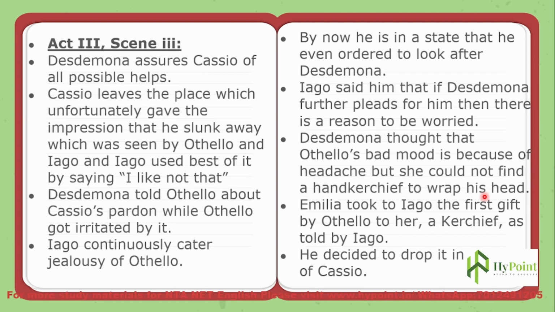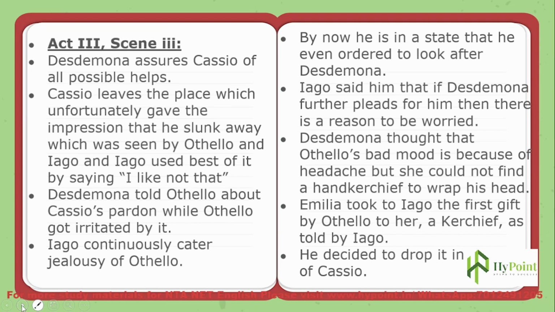Prior to this, another thing happened: Emilia took to Iago the first gift by Othello to Desdemona, a kerchief, as told by Iago. So Iago knew that the first gift by Othello to Desdemona is a handkerchief. If that handkerchief is lost and then found in the hand of Cassio, things will be very, very worse. As planned before, Iago made Emilia take that handkerchief from Desdemona and use it appropriately to carry out his actions. He decided to drop it in the room of Cassio, so that when the time comes, Othello discovers the handkerchief, a precious gift, the first gift. And now Othello is very serious about all these things.